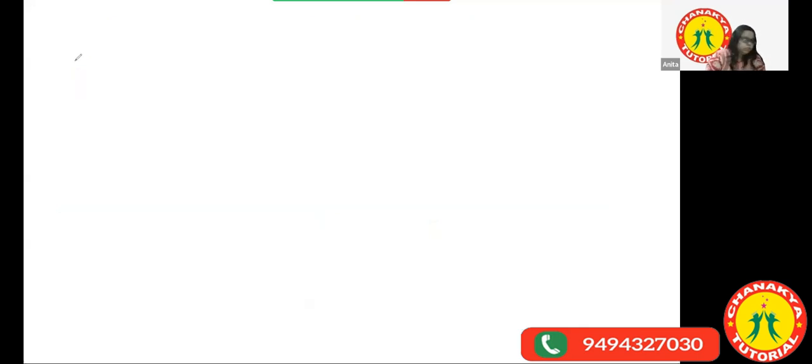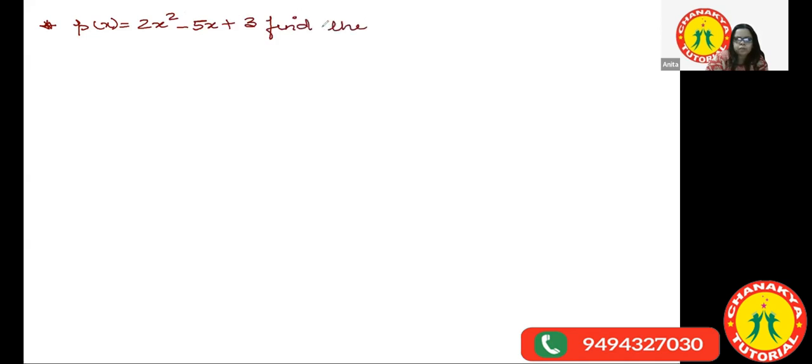Now suppose you are given the polynomial p(x) is equal to 2x square minus 5x plus 3. And you have to find the value of 1 upon 2 alpha plus 1 upon 3 beta. This is your first part. And in the second part, you have to find alpha upon beta plus beta upon alpha.